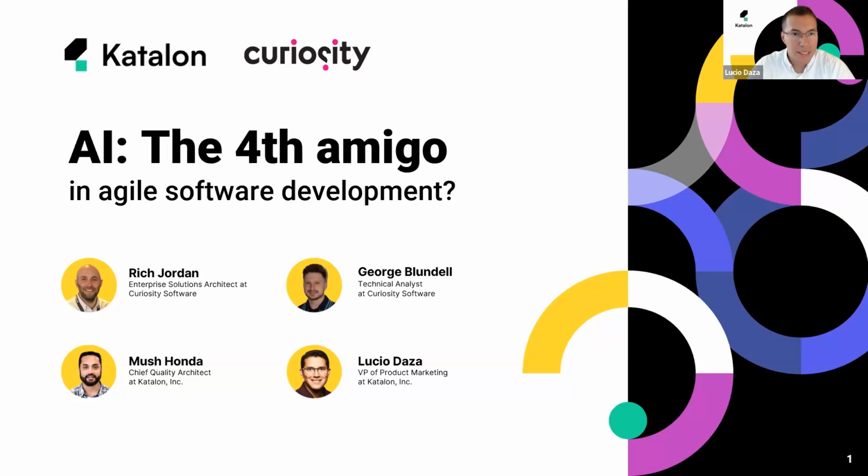Today we have a webinar titled AI, the Fourth Amigo in Agile Software Development. In this webinar, we're going to learn how to give AI the structured data it needs to avoid defects. We're going to understand how to target AI test generation to find bugs that are often missed. And last but not least, we're going to discover how AI can automate individual tasks without introducing silos, miscommunications, and lengthy feedback loops.